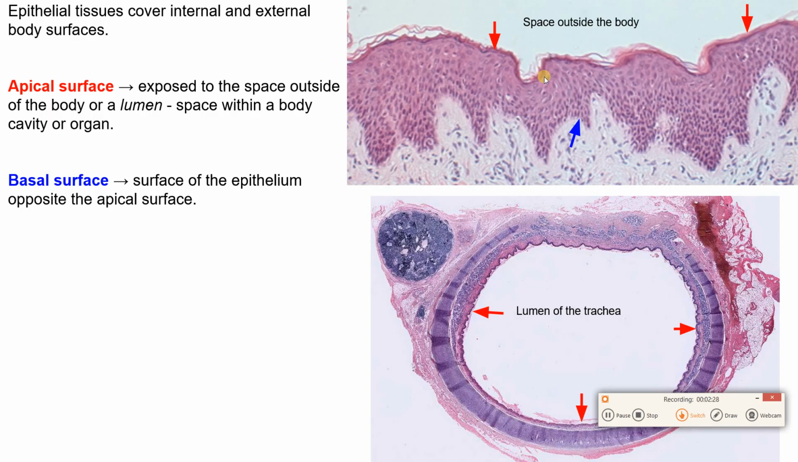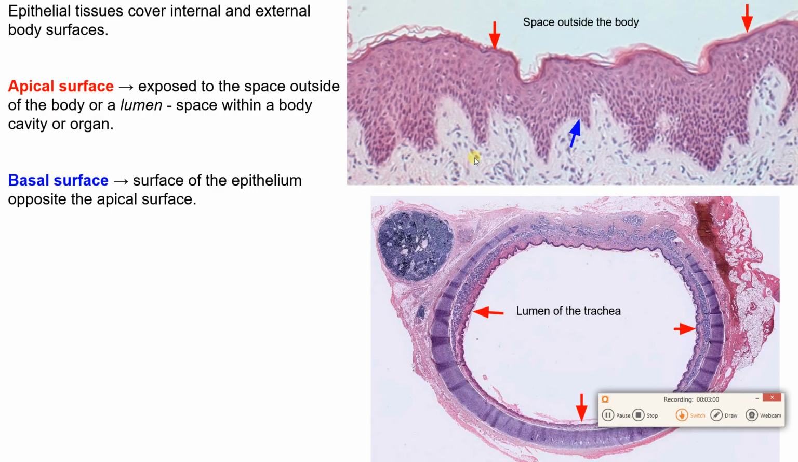The surface exposed to the space, whether that's the space outside the body or the space of a lumen, that surface is called the apical surface. Think about the word apical meaning or referring to apex, which is like the top of something, right? So that's the apical surface because it is next to the space. Here's that cross section of the trachea. Here's the lumen, the space. And this would be the apical surface, what I can just trace my cursor on. That's the apical surface there.